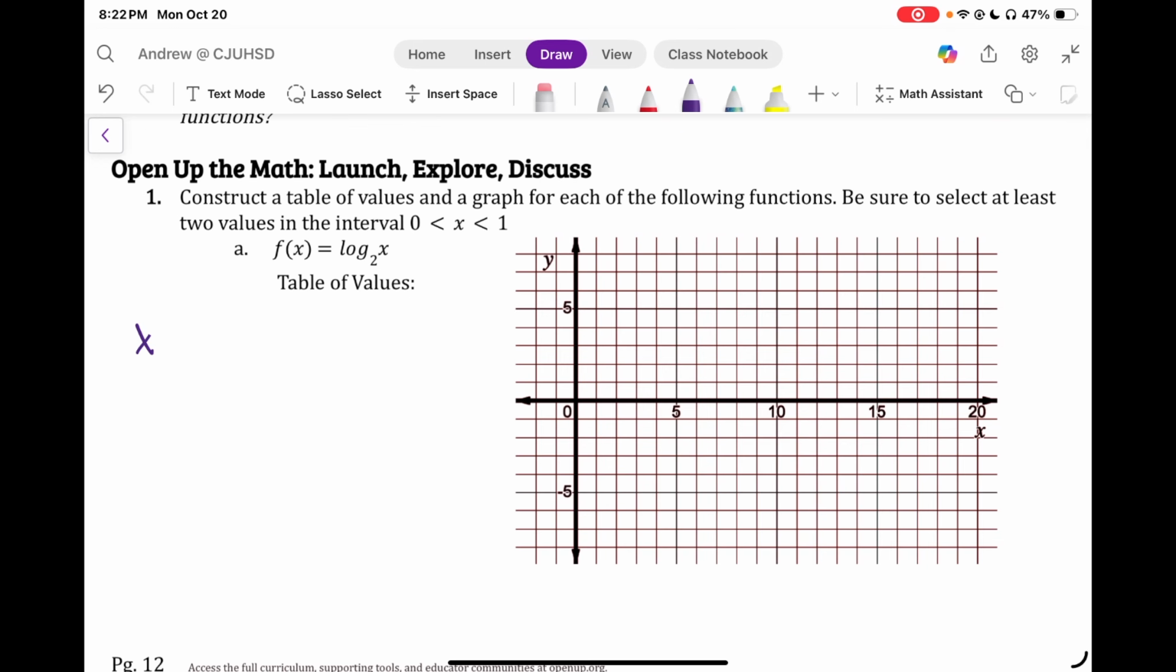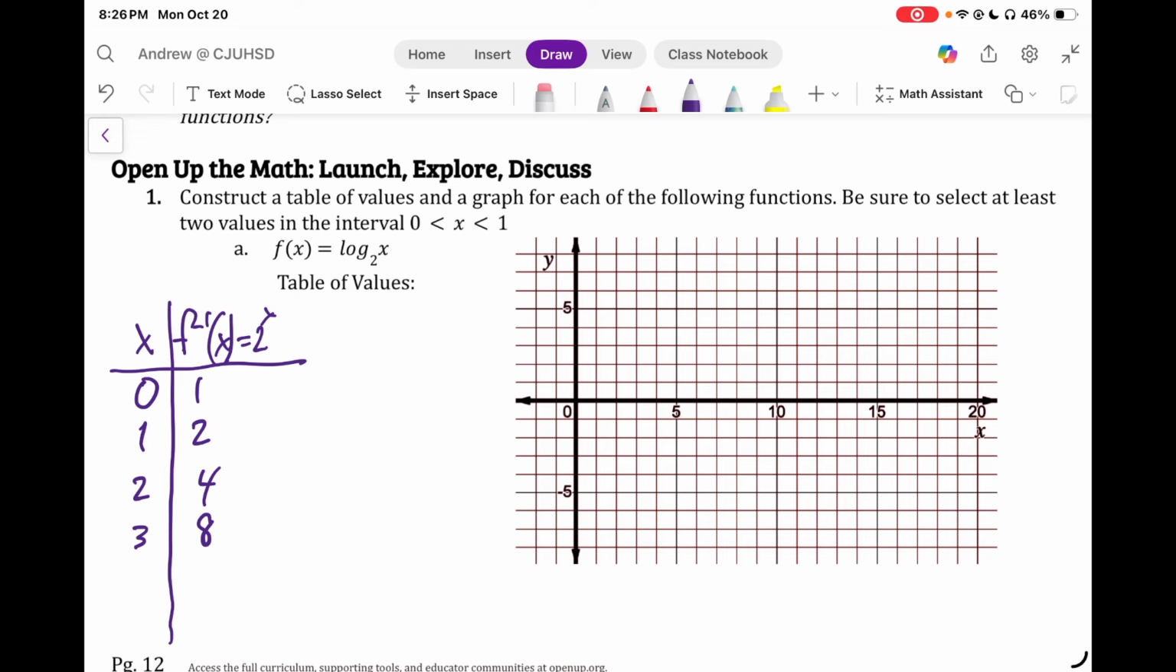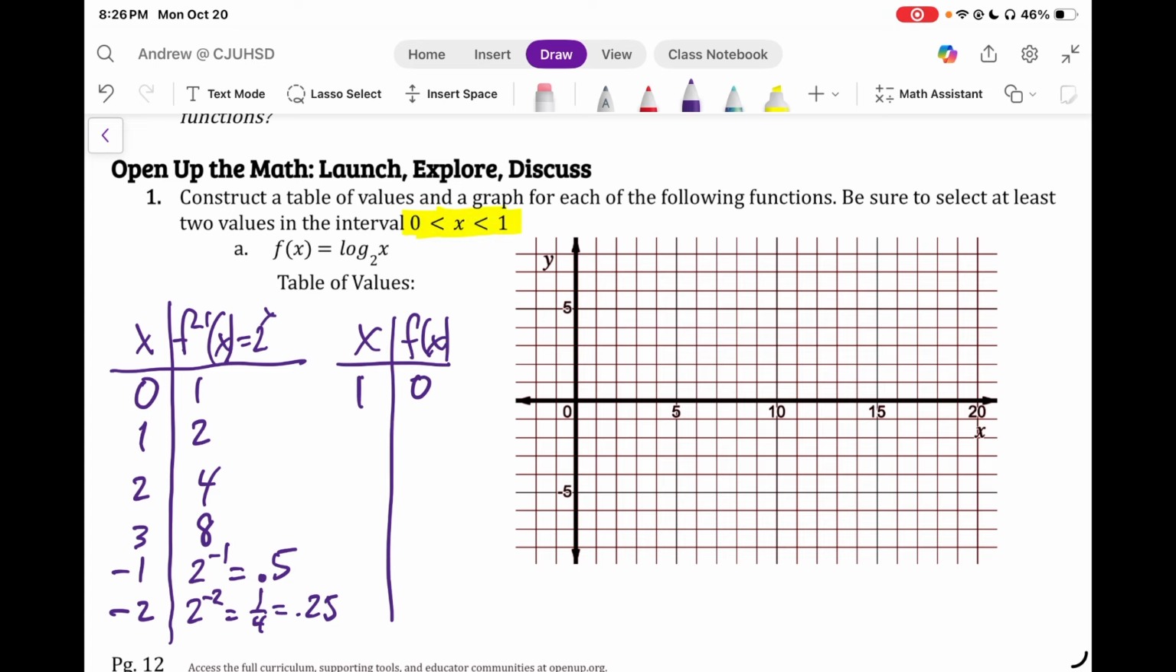X, and let me get this with the inverse. The inverse is 2 to the x. Okay, and the last two values I'm going to choose for negatives. Negative 1, 2 to the negative 1, and that's 1/2 or 0.5. 2 to the negative 2 is going to be 1/4, 0.25. So now reverse the points and reverse even these last two. We have something to graph. So we're coming off the asymptote and we're going this way.